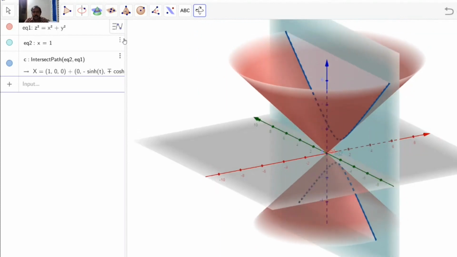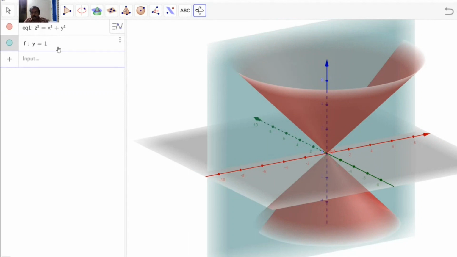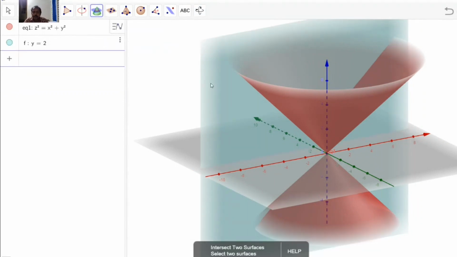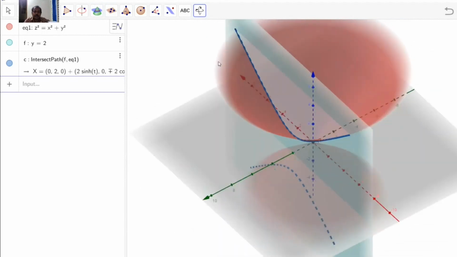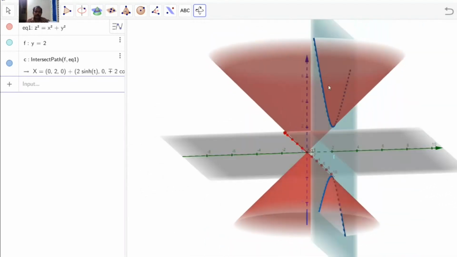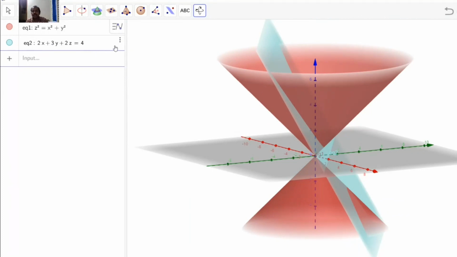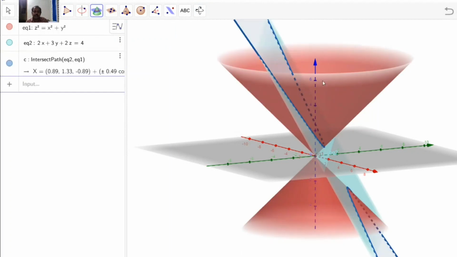Also you can consider y equal to 2 and intersect these two. Again you can see that it is a hyperbola. You consider 2x plus 3y plus 2z is equal to 4, and you consider the intersecting curve. Again you can see that it is a hyperbola.